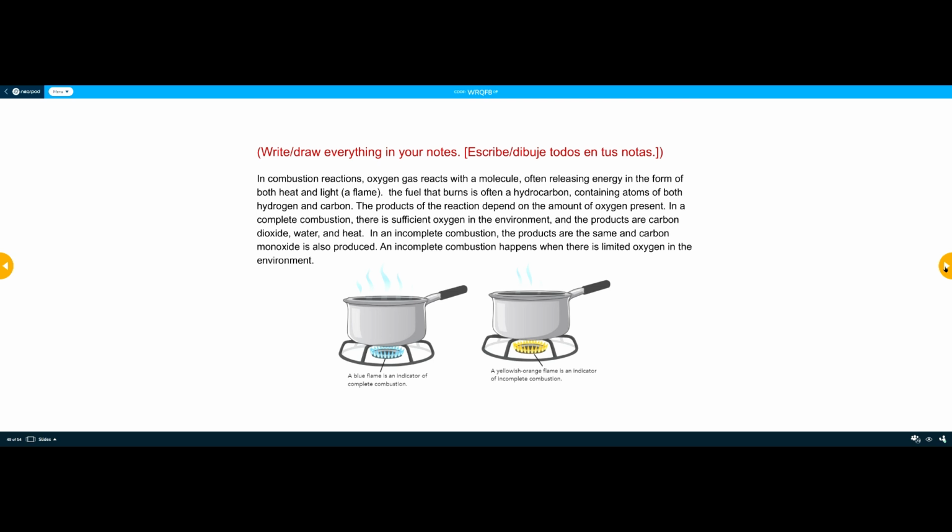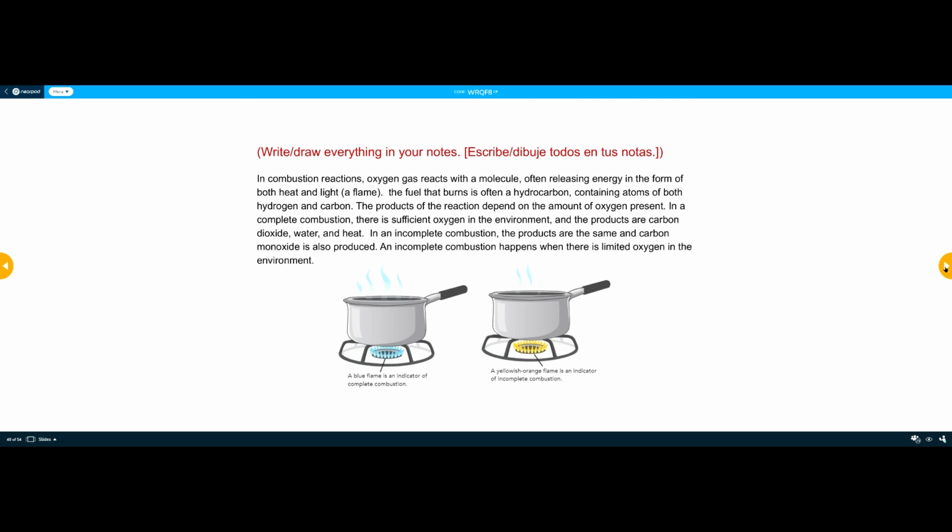In combustion reactions, oxygen gas reacts with a molecule, often releasing energy in the form of both heat and light, or what we call a flame. The fuel that burns is often a hydrocarbon, containing atoms of both hydrogen and carbon. The products of the reaction depend on the amount of oxygen present.